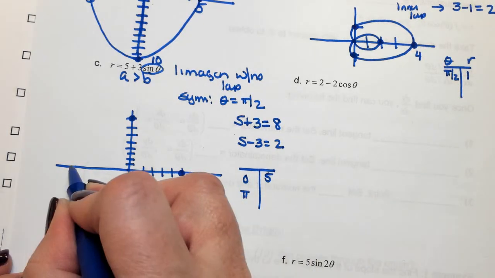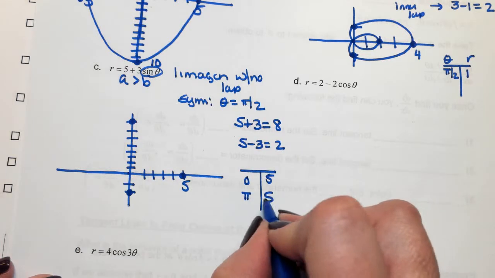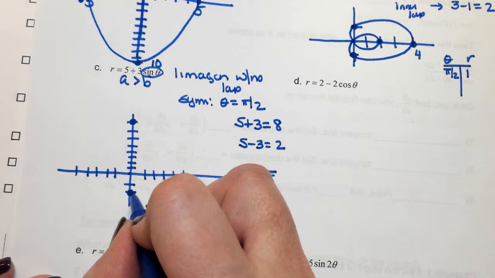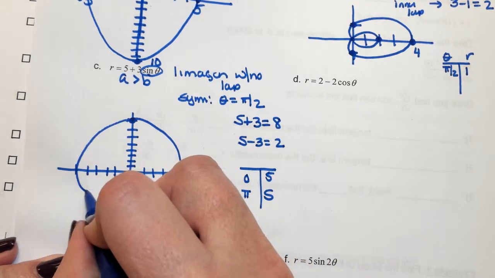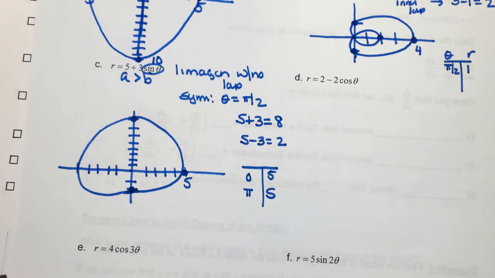At pi will give me the other intercept with the axis. Again, that's going to give me 0. Again, that's going to give me 5. So I can draw my limaçon without the loop. It looks a lot like a flattened circle on this one end. Some limaçons, the indentation is much more defined.